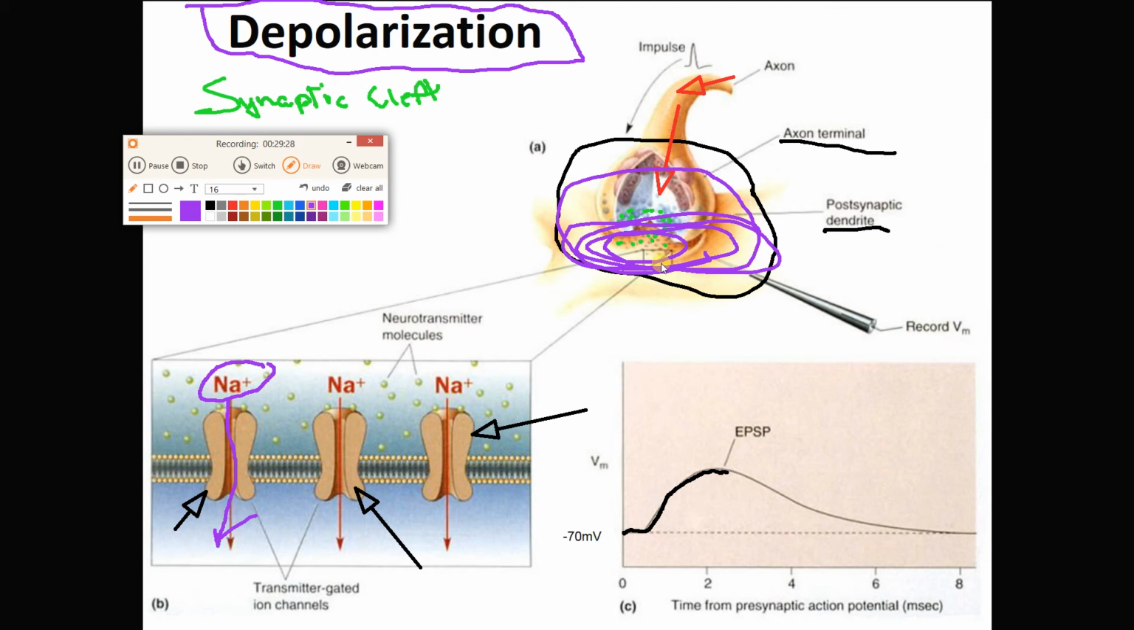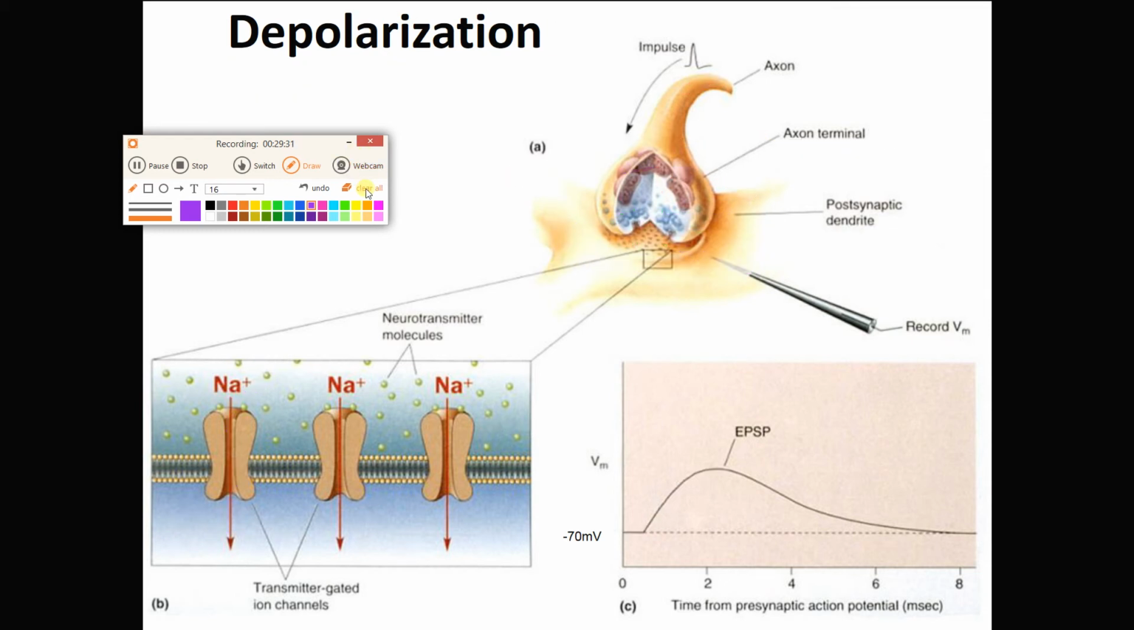Okay, let me clear all this mess. I want to draw your attention to the graph down here again. Notice we were starting at rest, -70, then we depolarized, right? Because of that influx of sodium. And there was an influx of sodium because the sodium channel opened. The sodium channel opened because neurotransmitters grabbed onto it. Neurotransmitters grabbed onto it because they were there. They were there because the axon terminal released them. The axon terminal released them because a signal arrived.